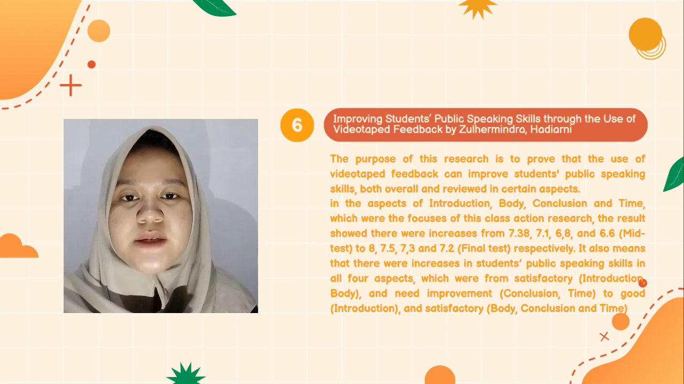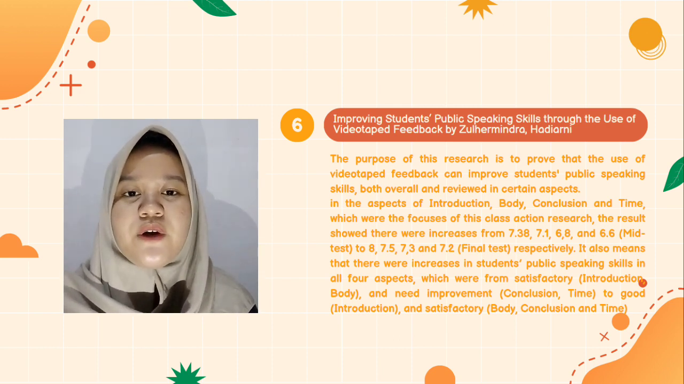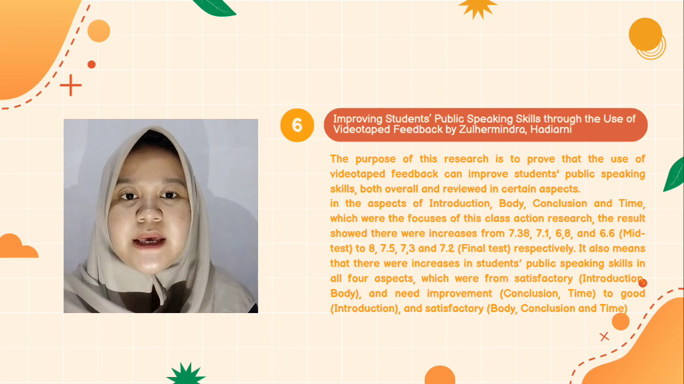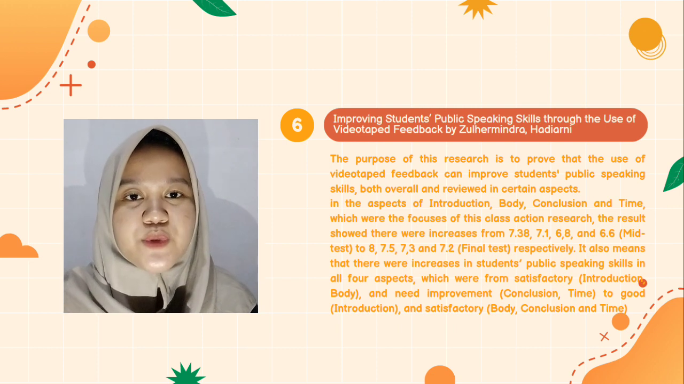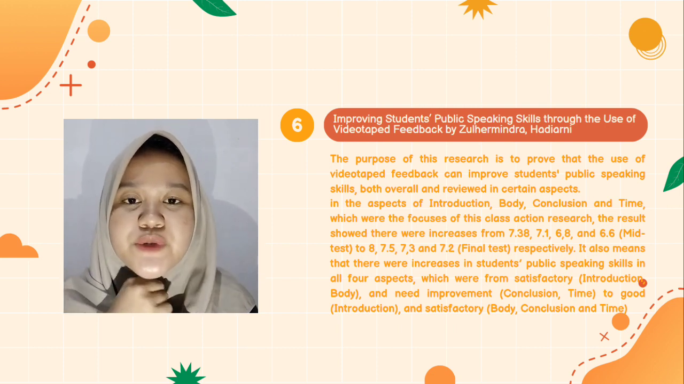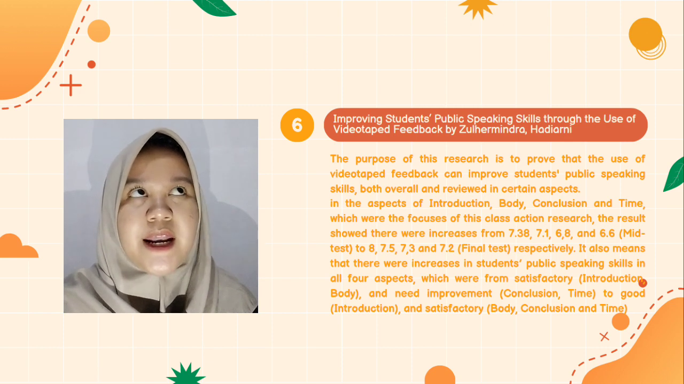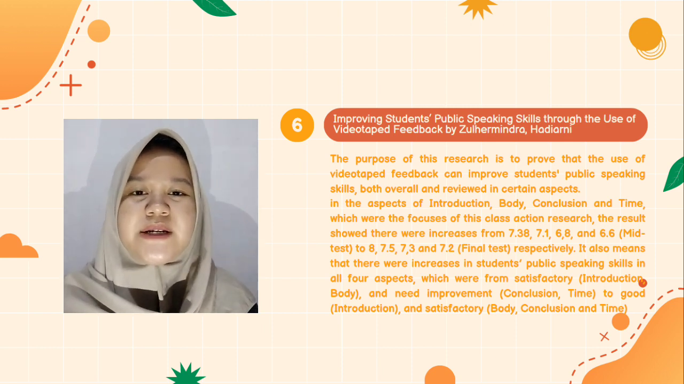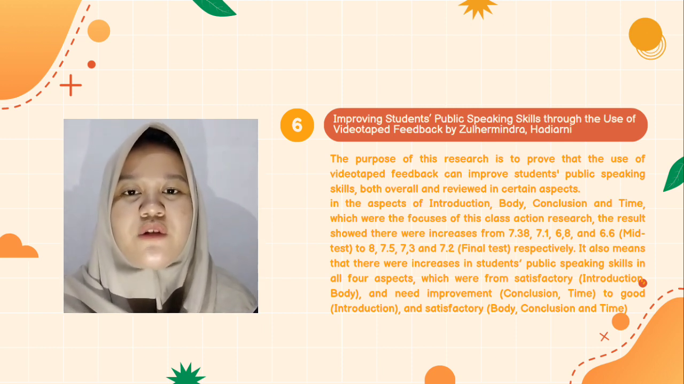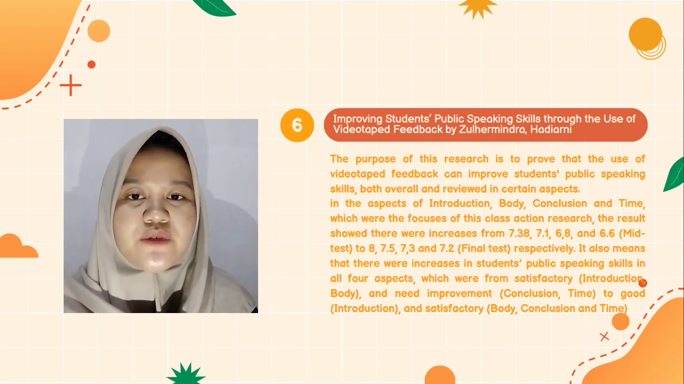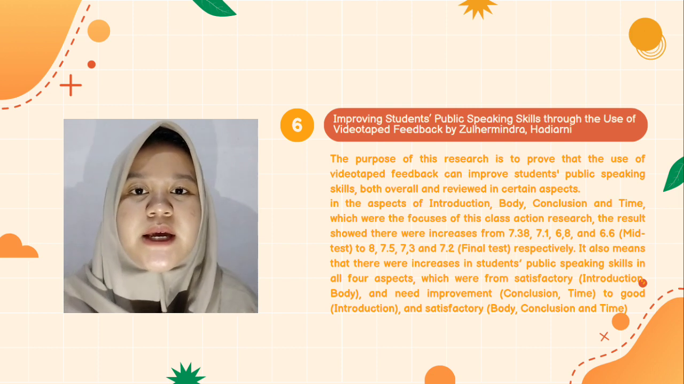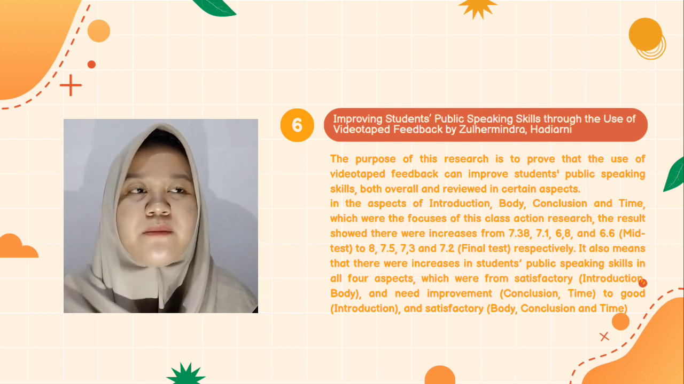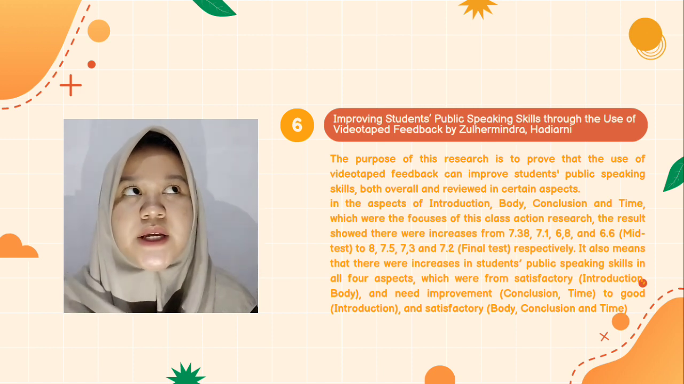In the aspects of introduction, body, conclusion, and time, which were the focus of this classroom action research, the results showed there were increases from 7.38, 7.1, 6.8, and 6.6 in the mid-test to 8, 7.5, 7.3, and 7.2 in the final test, respectively. It also means that there were increases in students' public speaking skill in all 4 aspects, from satisfactory for introduction and body, and needs improvement for conclusion and time, to good for introduction, and satisfactory for body, conclusion, and time.